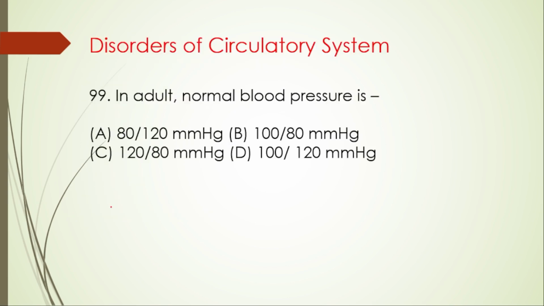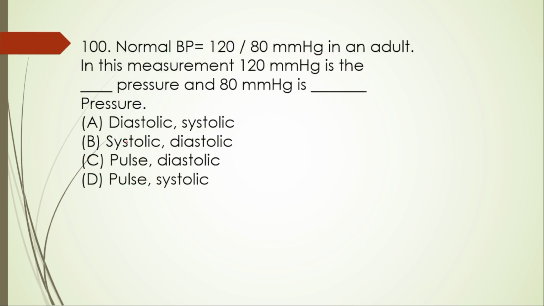Next, disorders of circulatory system. 99th question. In adults, normal blood pressure is 80 by 120, 100 by 80, 120 by 80, 100 by 120. So here the right option is 120 by 80 mmHg.